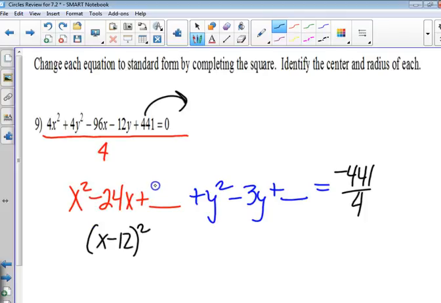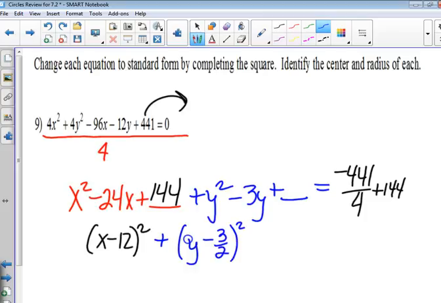Plus? Now, you can do a decimal here because the worst it's ever going to be probably is a 0.5. But I'm going to leave it 3 over 2. Is that going to freak anybody out? When you square it, square the top, square the bottom, and you get 9 over 4.